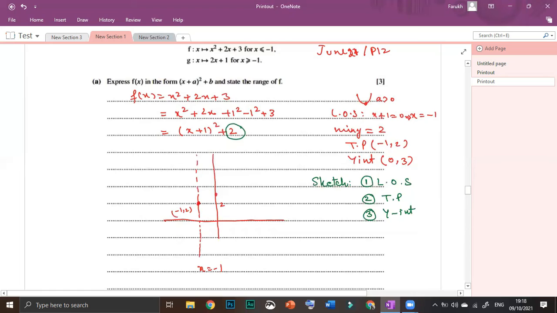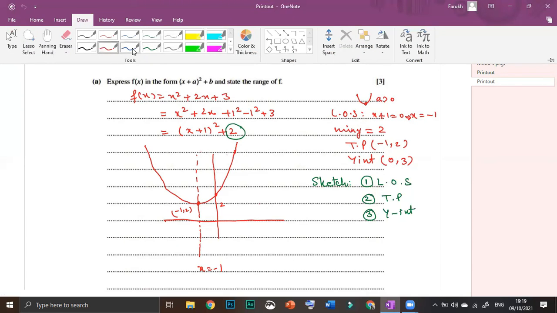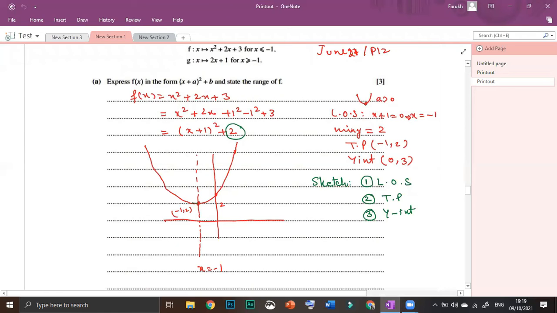We will stand at the turning point and move towards the y-intercept, making a smiley. And we will draw the symmetrical shape on the left hand side also. This one is the graph of this function. Now, the domain is x is less than equal to 1. So the required portion of the curve is this one.